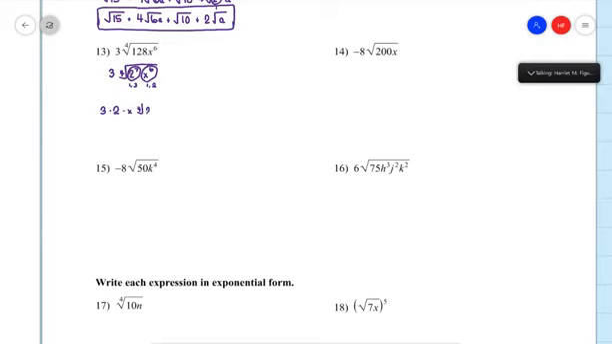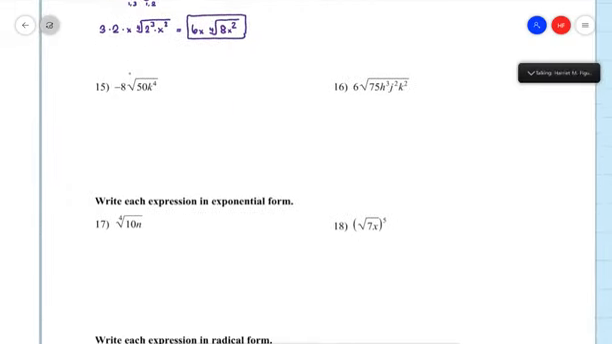4th root of 2 cubed times x to the power of 2. 3 times 2 is 6, so we've got 6x on the outside there. 2 cubed is 8, we've got 8x squared. And we'll do the same thing with number 15. We're going to find the prime factors of 50. We have 5 squared and 2.